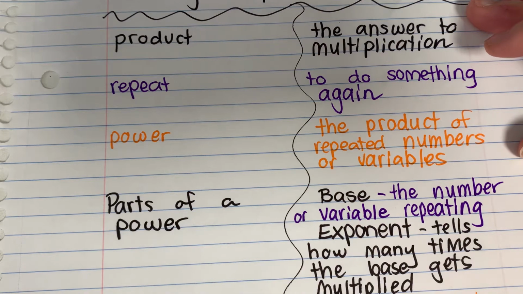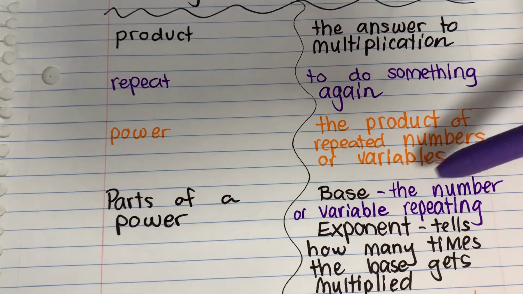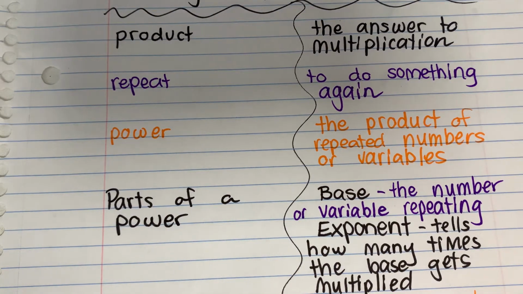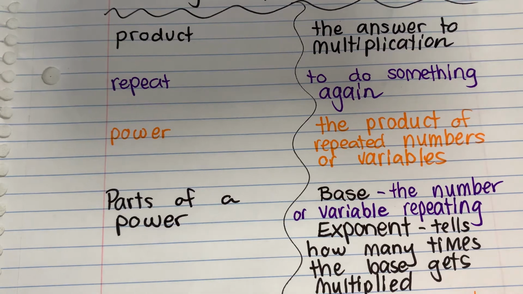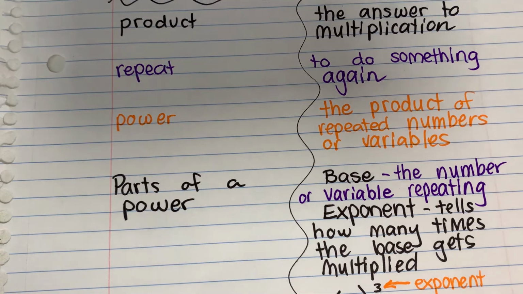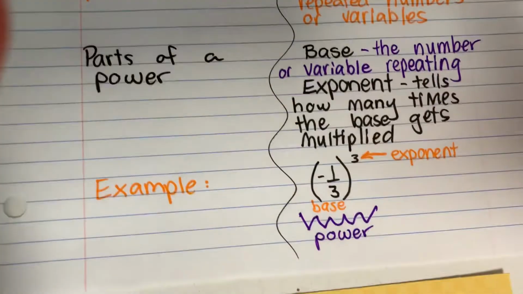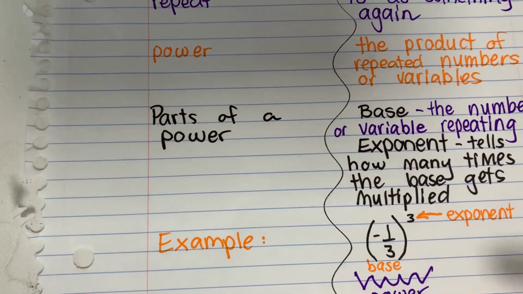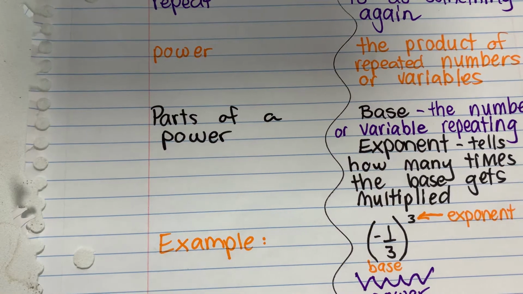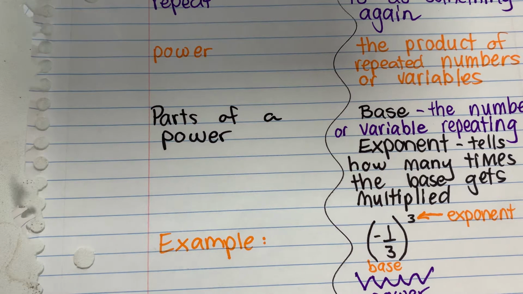And here are the parts of a power. We have a base, which is the number or variable that gets repeated. And then we have an exponent, and that tells us how many times that base gets repeated or multiplied. How many times? That's what the exponent is. And let's look at an example. This is an example of a power. This whole thing represents a power. You have two parts to it. You have the base and the exponent. That's what makes up a power.